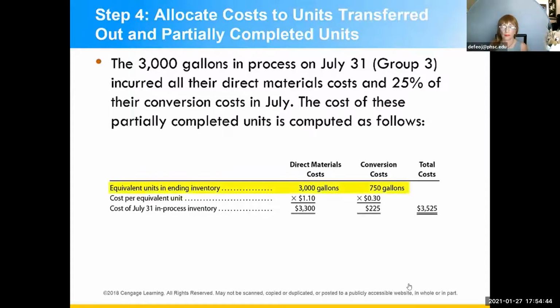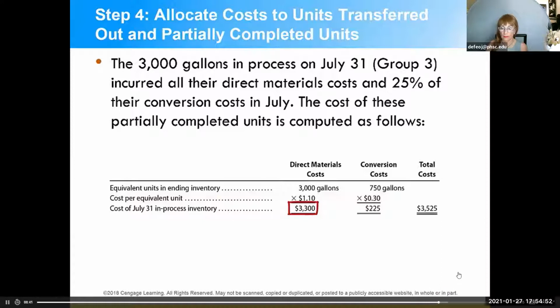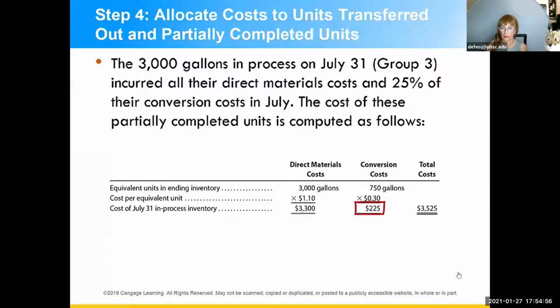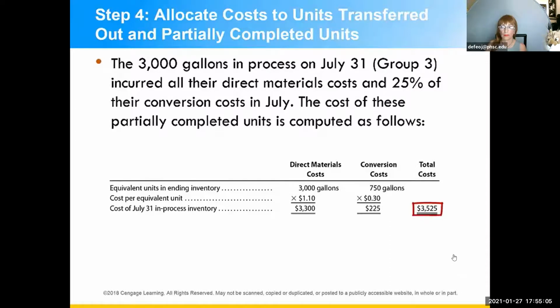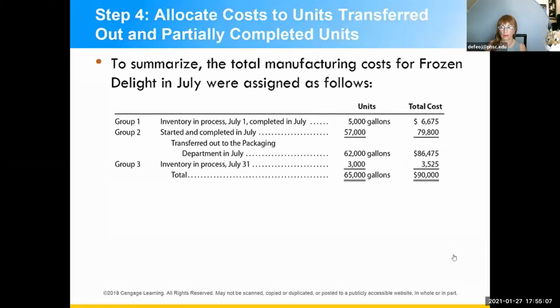Finally, costs are assigned to the units in ending inventory. Using the equivalent units determined in step 2 and the rates determined in step 3, $3,300 of direct materials costs are assigned and $225 of conversion costs are assigned for a total value of ending inventory in the mixing department of $3,525. Here is a summary of the equivalent units and costs assigned to each group of units accounted for in the mixing department for July.